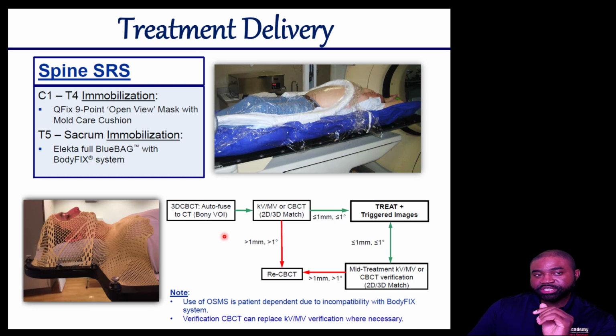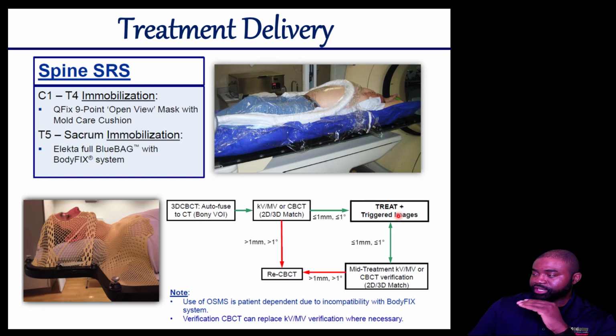And given the fact that this patient is really in pain, there's a higher probability that the patient might move in the course of the process. And so we take a verification match to ensure that the position is still accurate. Now, if we meet the tolerance, which is typically less than or equal to 1 millimeter, 1 degree, then we treat. But if the shifts that need to be applied are greater than 1 millimeter, it means that the patient shifted. And so we will redo a CBCT and apply the shifts. And sometimes we can even go into the room and readjust the patient's position.